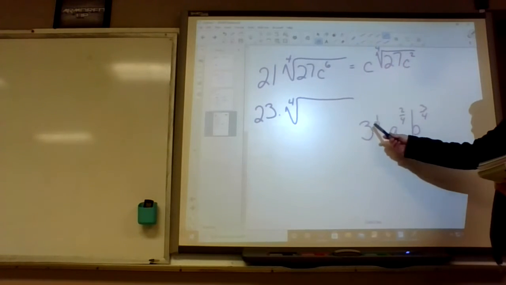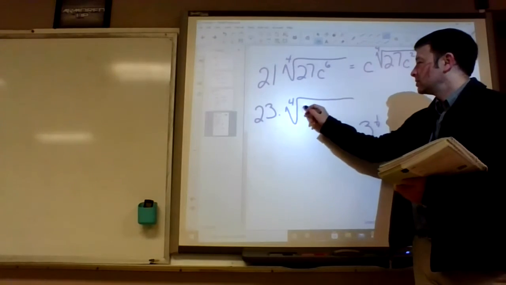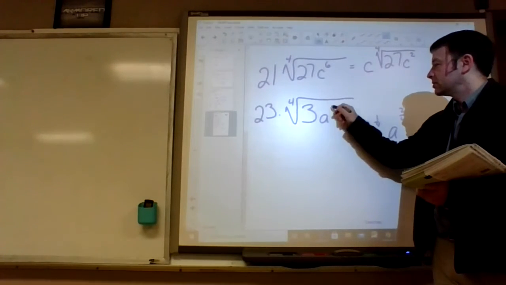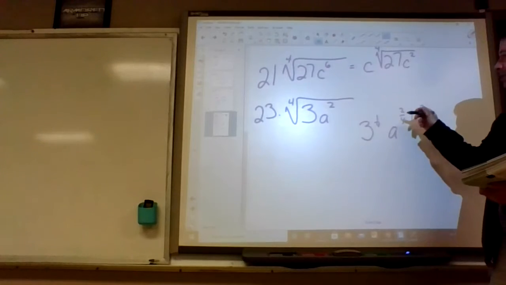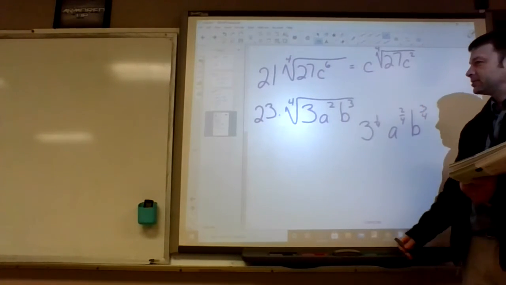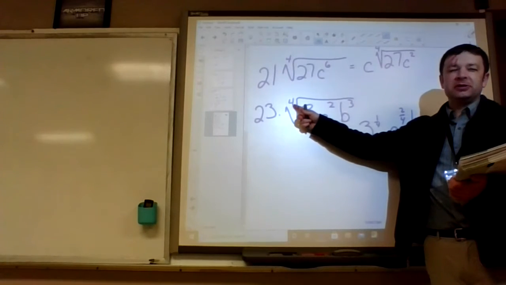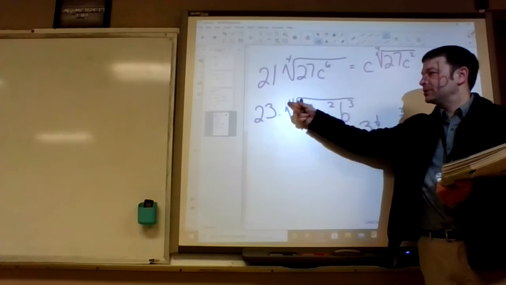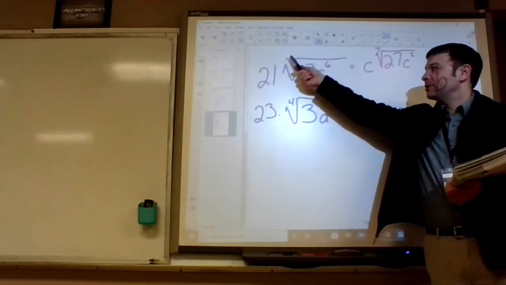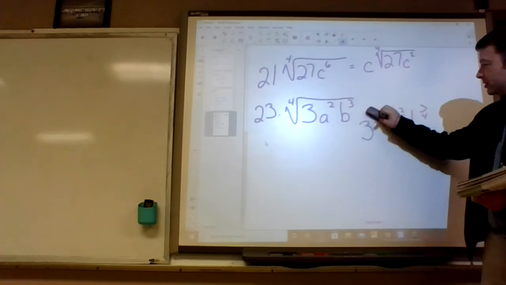And we got 3 to the 1, it's just 3, which is 3. A squared and B cubed. You can't get anything. Right, that one doesn't simplify, because your power has to be bigger than the root for it to simplify. Like 6 was bigger than 4, so we could kind of divide it out.